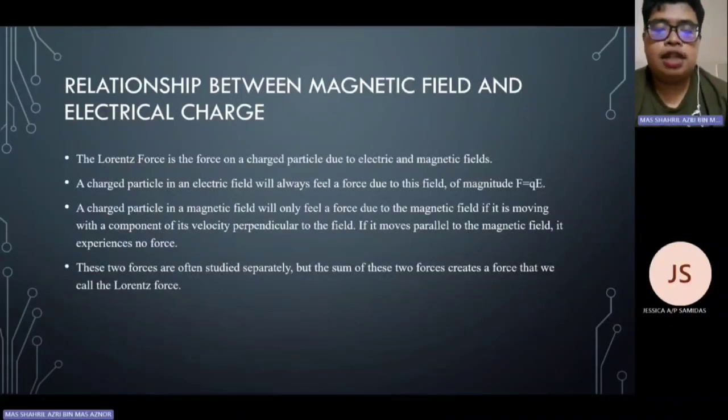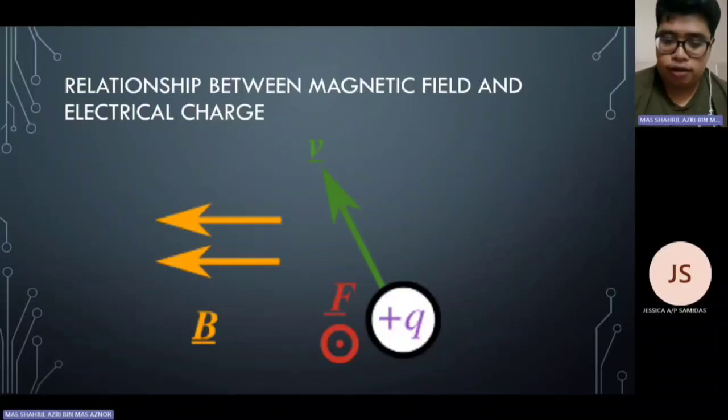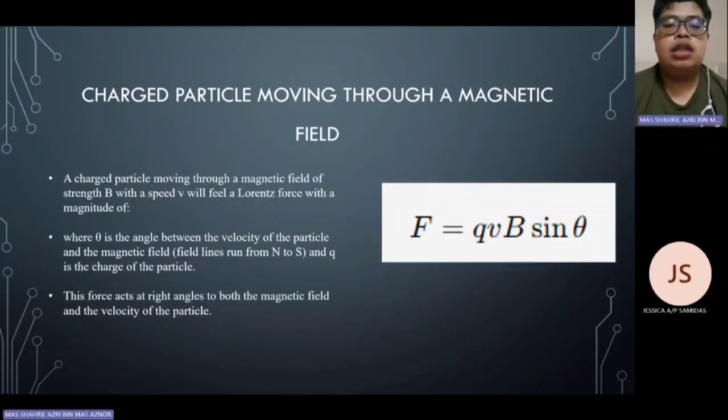These two forces are often studied separately, but the sum of these two forces gives the force that we call the Lorentz force. So this is an example of the relationship between magnetic field and electric charge in the Lorentz force law. This is a charged particle moving in a magnetic field.